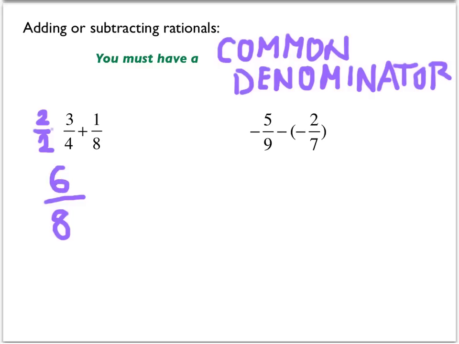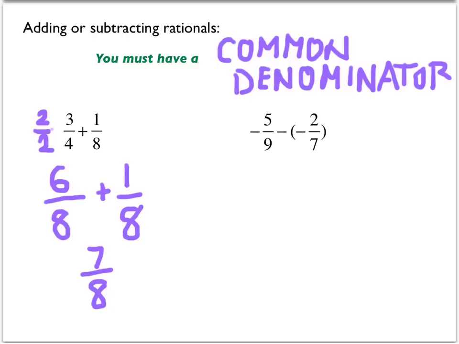My numerator then will be 6. 2 times 3 is 6. So then I can add the 1/8 to it. Now my denominators, sure enough, they are the same. And so I can just add the 6 plus 1 and I get 7. Remember, you do not add the denominators. That stays the same. So 3/4 plus 1/8 is 7/8. Next one, a little trickier here.